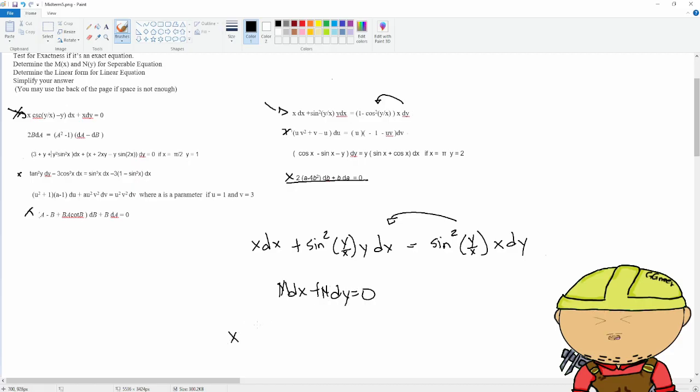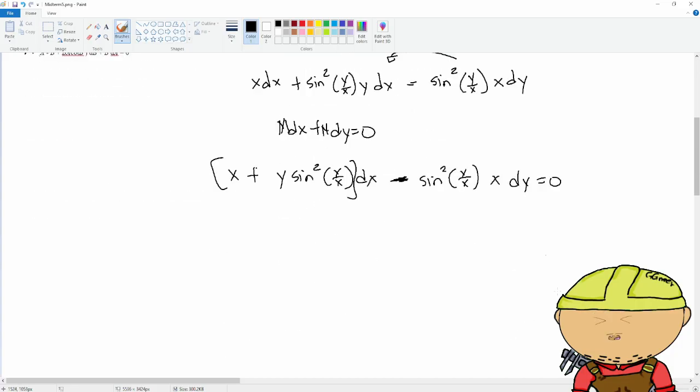So this becomes x plus y sine square y over x dx is equal to sine square y over x times negative x dy. It's probably a homogeneous equation. Whenever I see y over x in a trigonometric function, that's always a homogeneous equation. So that's going to be lambda x plus lambda y sine square lambda y over lambda x.